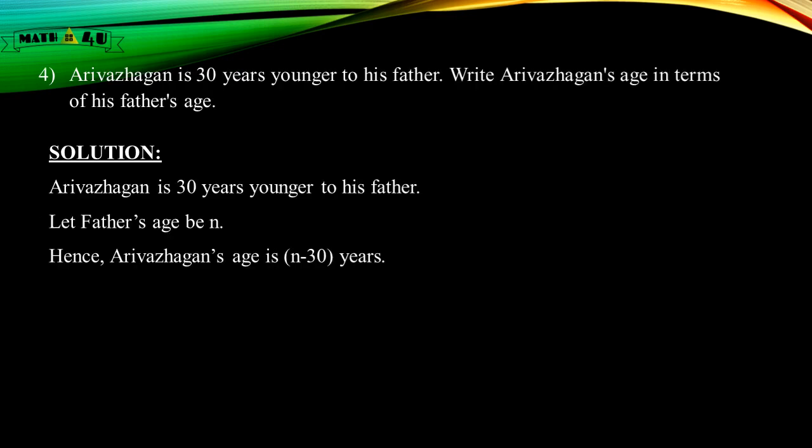Arivalagan is 30 years younger than his father. Write Arivalagan's age in terms of his father's age. It is given that Arivalagan is 30 years younger than his father. Let us take the father's age as n. So, Arivalagan's age will be n minus 30 years.